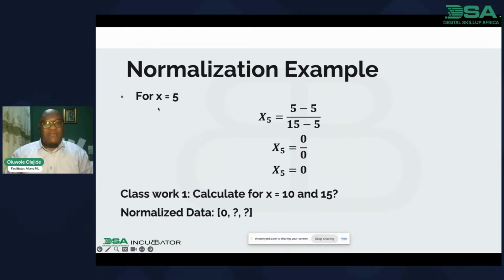So I pick 5, the lowest one. You remember our formula says x minus x minimum, divided by x maximum minus x minimum. This is our x, which is 5, minus x minimum, which is also 5, divided by x maximum minus x minimum. 0 divided by anything here will always be 0. So the first normalized data is 0. All right, class, can we do it for 10 and 15 quickly? In the next 3 minutes, let's calculate for 10 and 15.